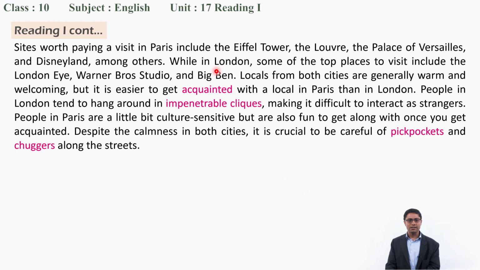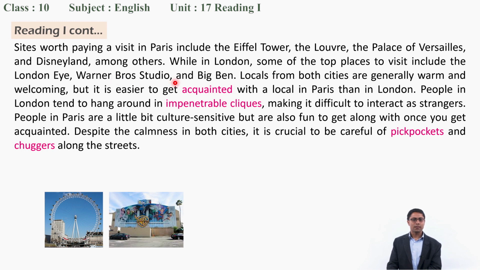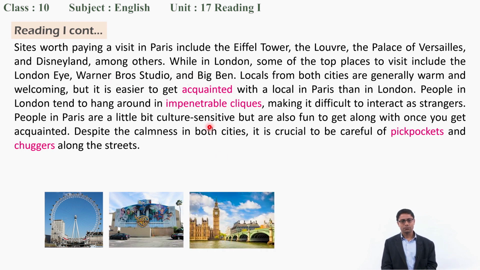Similarly, when we visit London, some of the top places to visit include London Eye, Warner Bros. Studios, and Big Ben. So this one, this tower you can see, this is Big Ben. Okay, so we can see there.